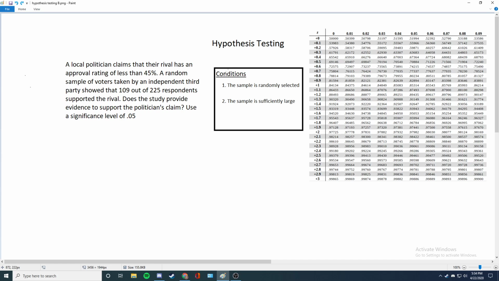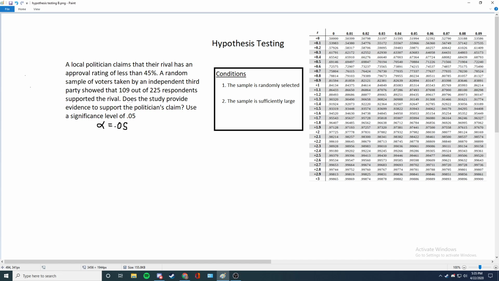In this video we're going to go over another hypothesis testing example. We have a local politician who claims that their rival has an approval rating of less than 45%. A random sample of voters taken by an independent third party showed that 109 out of 225 respondents supported the rival. Does the study provide evidence to support the politician's claim? Use a significance level of 0.05. So a significance level being just alpha, our alpha for this one is 0.05.